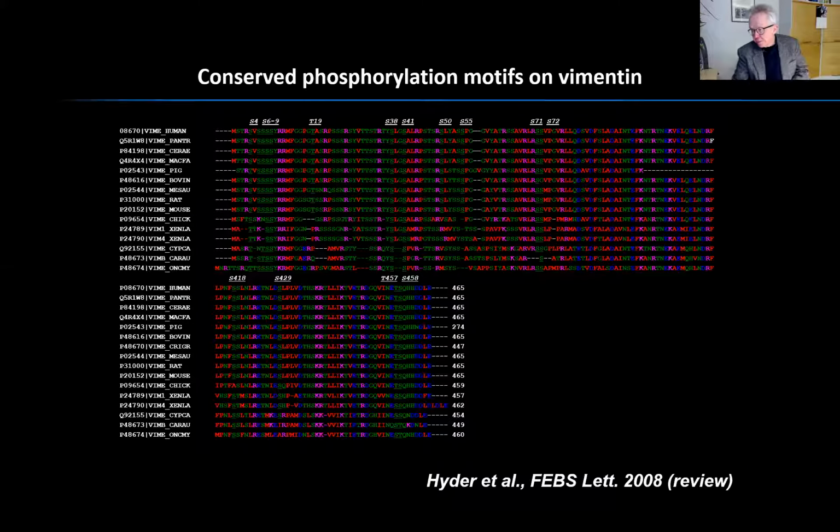And so we have an extremely complex phosphorylation on these IFs, but routinely these phosphorylation motifs are also highly conserved, as shown here on vimentin. And you can see that there are many of these motifs that are conserved all the way to frogs and fishes and so forth.